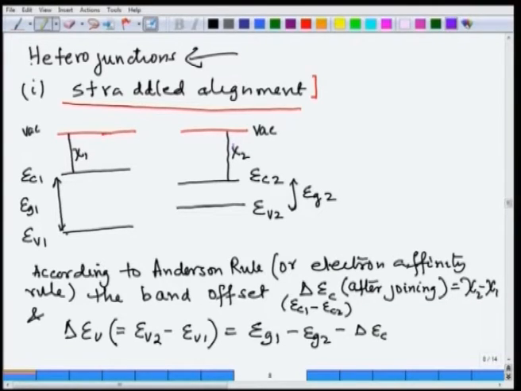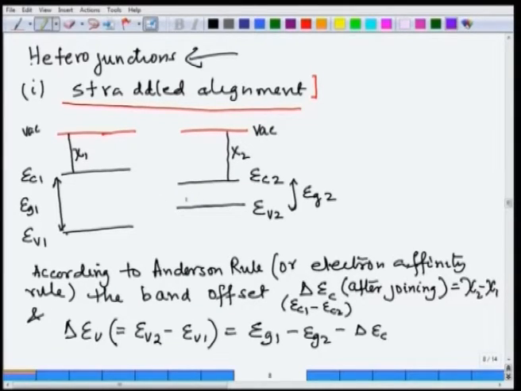Now, what do we do in this case? How do we make band diagrams? In this case also, remember the Fermi energy, which I have not drawn yet here, will have to become equal. That we are going to put there in a minute, but just wait for a second.